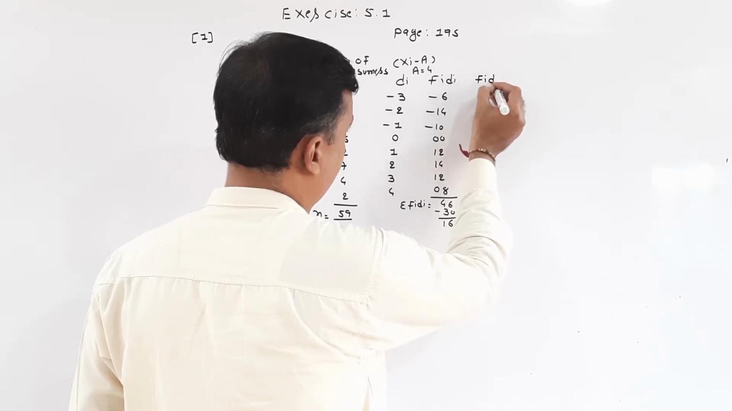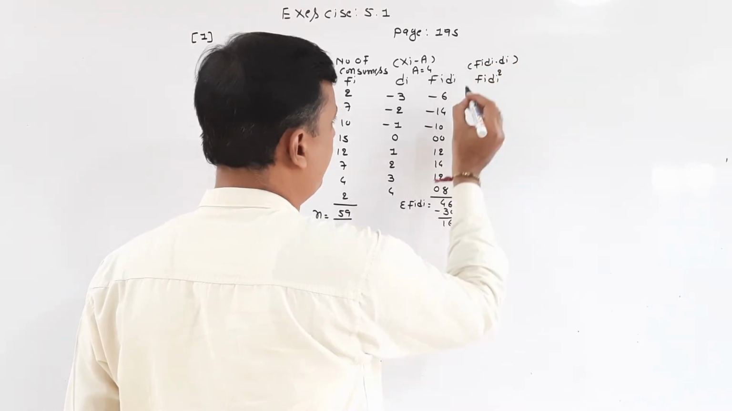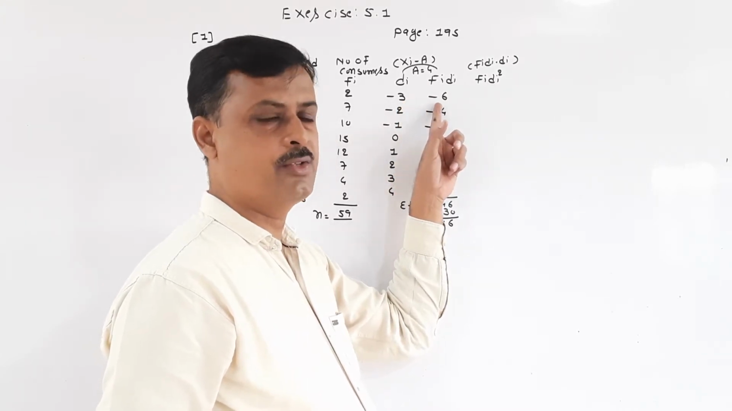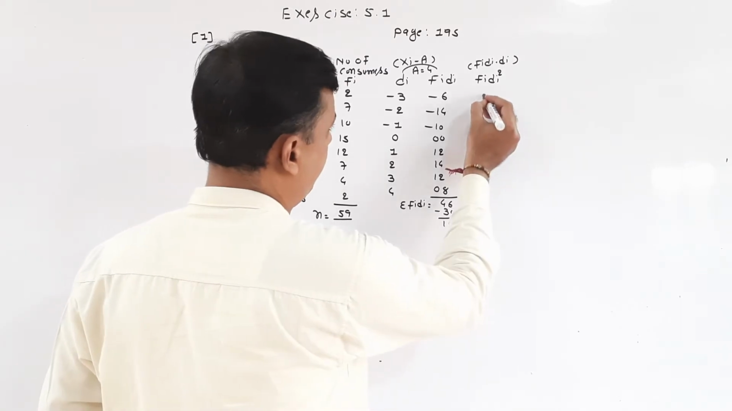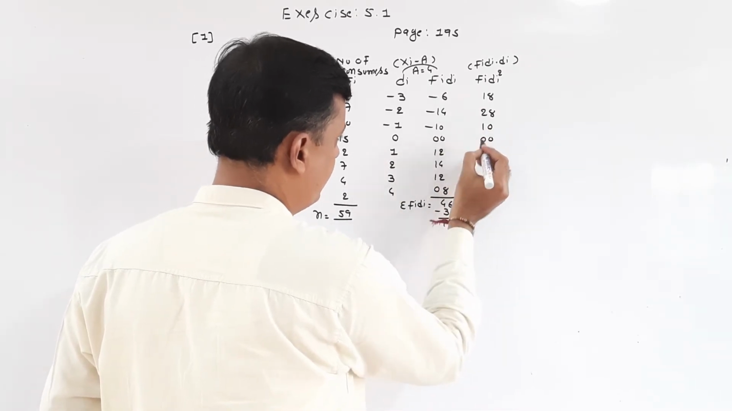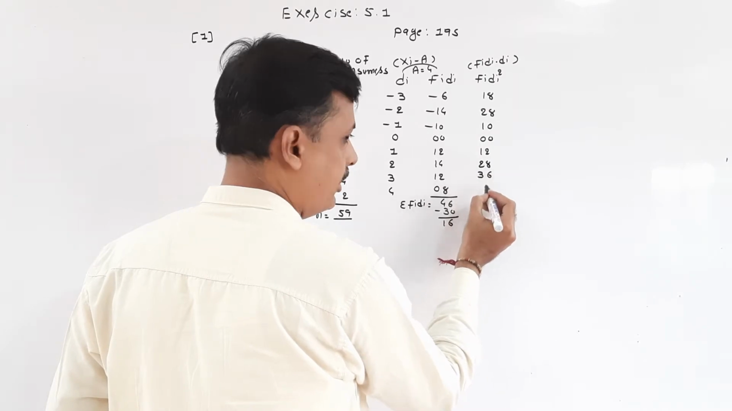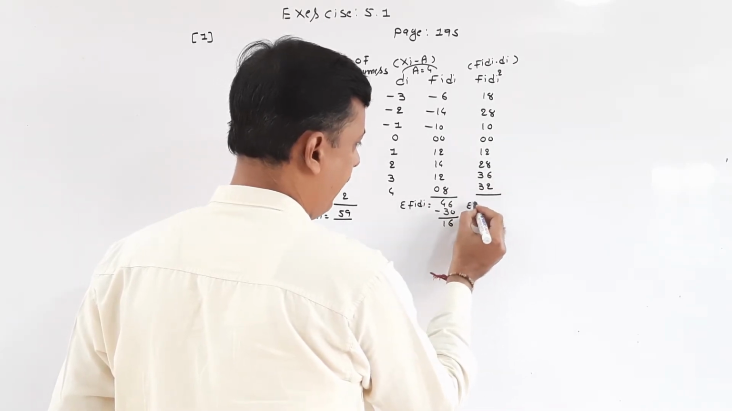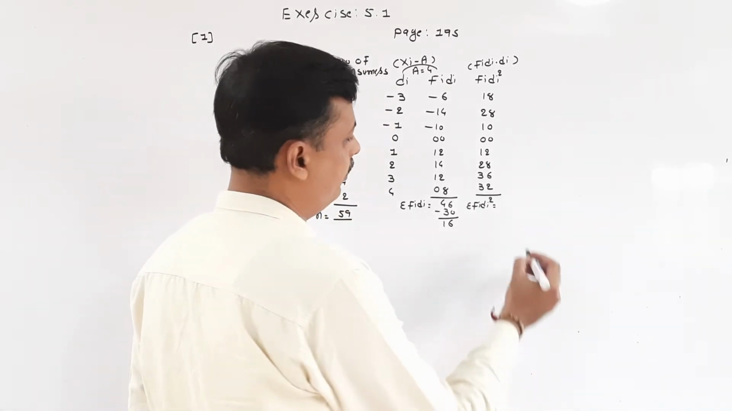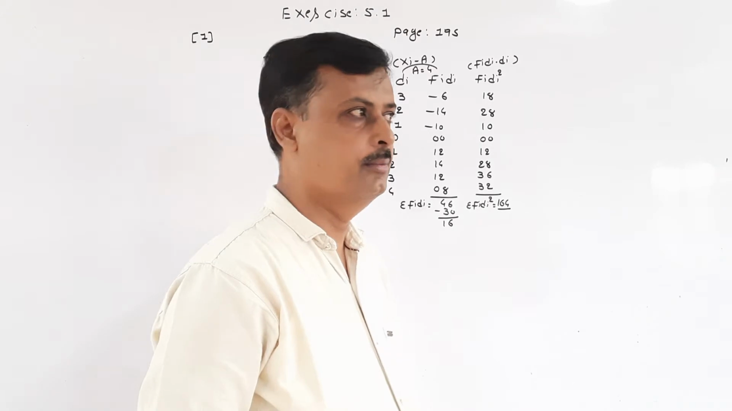Now fi di square. fi di square means fi di into di. So fi di you have to multiply by di. Minus 3 into minus 6, so minus into minus is plus 18, 2 into 14 is 28, minus 1 into 10 is 10, 0 into 0 is 0, 12 into 1 is 12, 14 into 2 is 28, 12 into 3 is 36, 4 eights are 32. So sigma fi di square, that is 164.